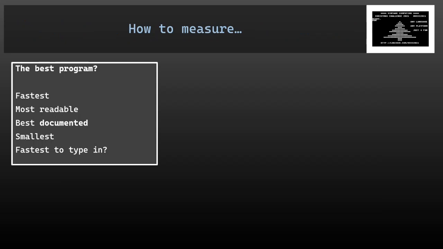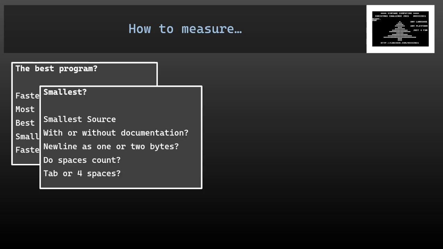So how do we compare the programs? Which one is the best program, someone might ask? Is it the fastest, the most readable, the best documented program? Is it the smallest? Is it the fastest to type in? And what is the smallest? Is it the smallest source code? Is it with or without documentation? Do you count the new lines as 1 or as 2 bytes? Do you count spaces? How do you count tabs?